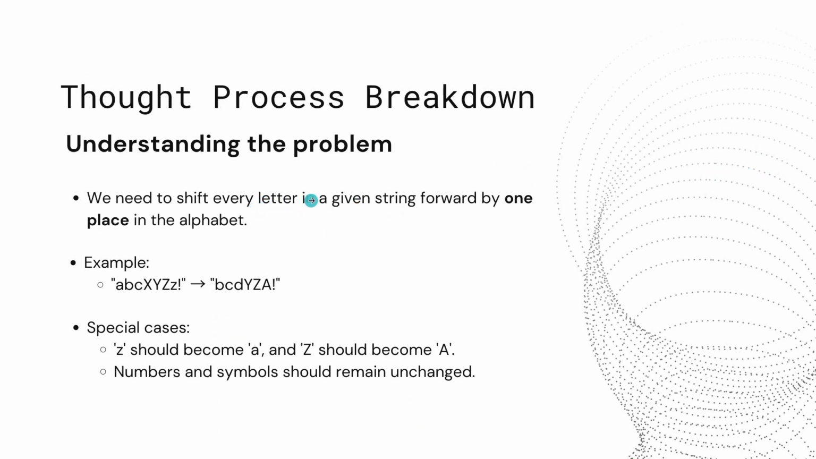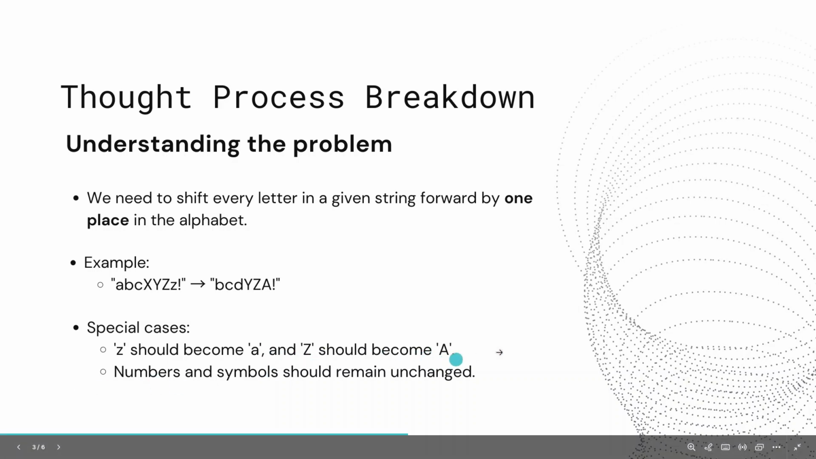We want to shift every letter in a given string forward by one place in the alphabet. So for example, if you have the string ABC, capital XYZ, small z, exclamation, A becomes B, B becomes C, C becomes D, and so forth, Y becomes Z, and capital Z becomes A. I missed a small z here, but that should have been a small a. And you can see the exclamation here remains an exclamation. The special case is where small z becomes small a and capital Z becomes capital A. Numbers and symbols remain unchanged.